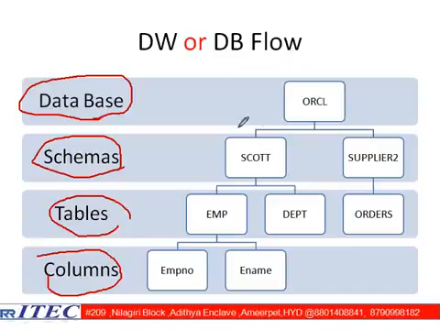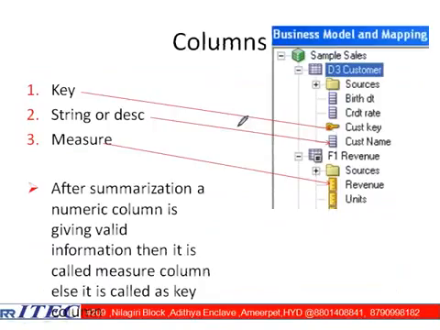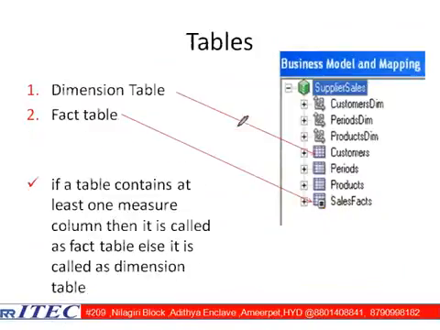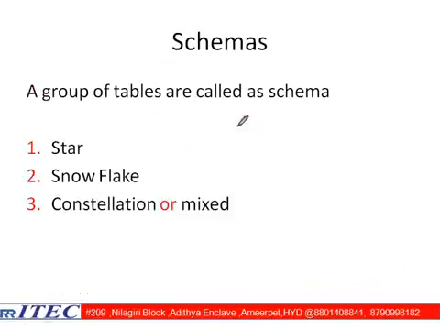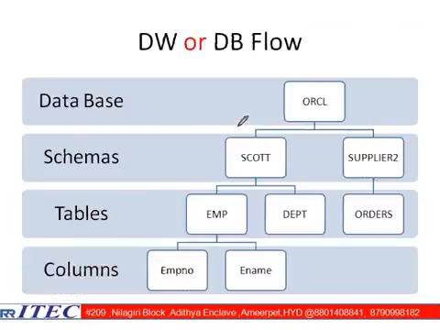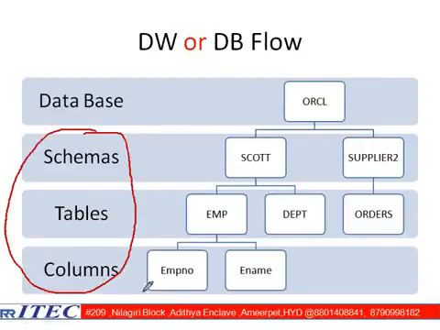Now I need to understand what different columns, tables and schemas are available. Already you people are aware of it. What are the different types of databases available? How many types of databases are available? Two types: one is OLTP, the other is OLAP. Now I need to focus on what different columns, tables and schemas are available.